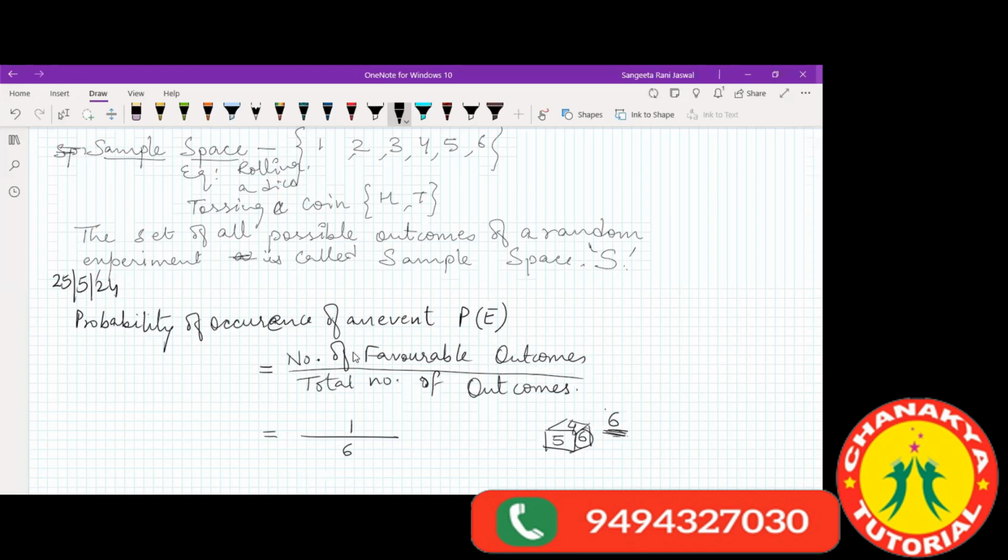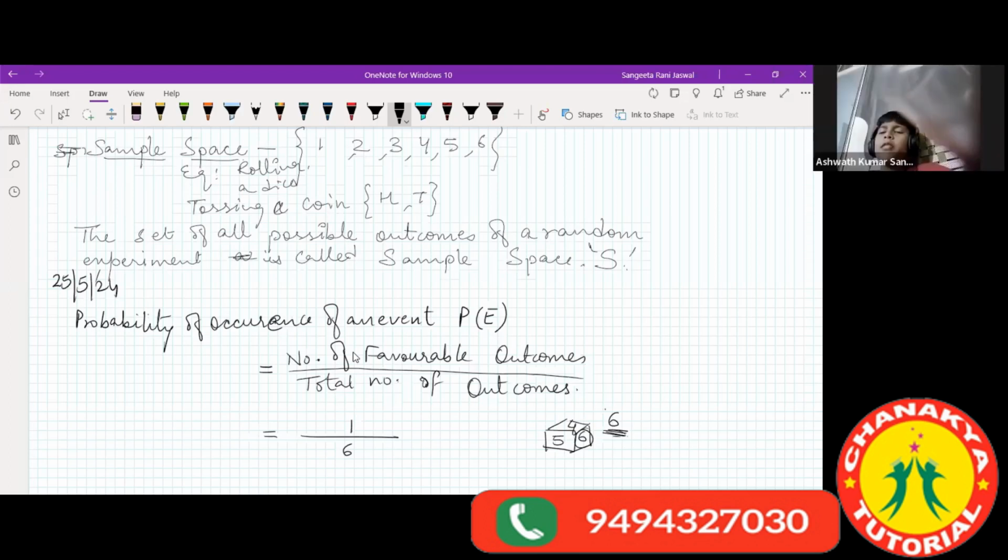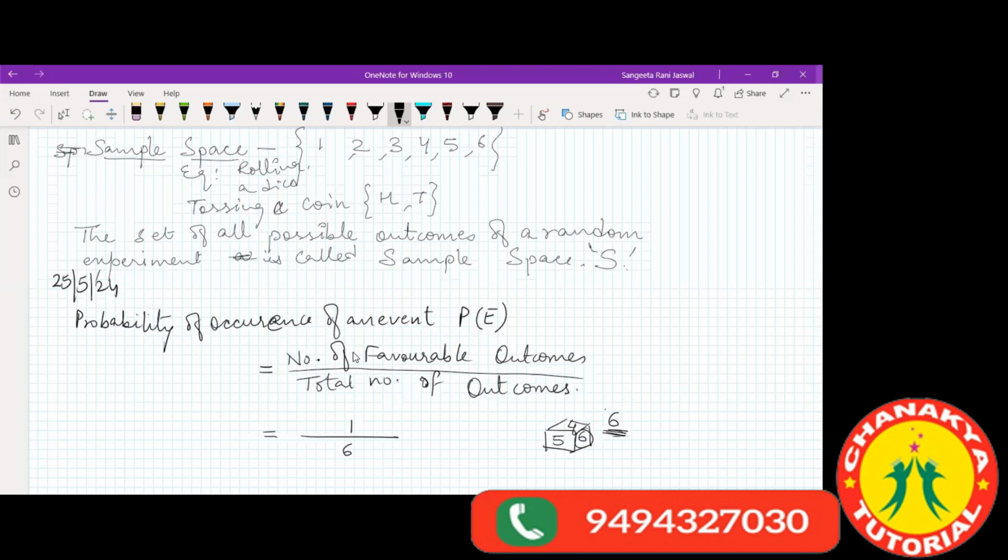If I say that I should get 6 in a dice, what is my probability? 1 by 6. Why 1? Because 6 is one number in the dice.